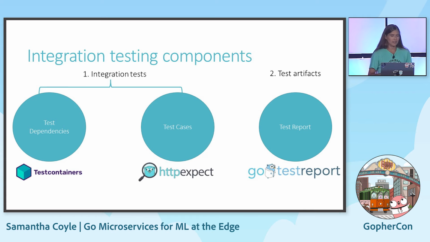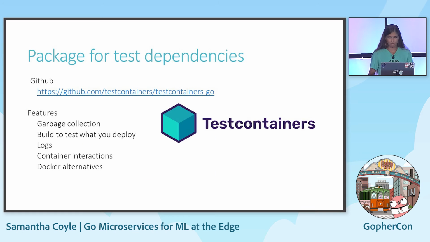The first part was the integration tests, so setting up your test dependencies. And for that we use test containers Go. The second part is actually doing your test cases, the assertions. And for that we used HTTP expect. And lastly, our stakeholders wanted some sort of a test artifact, which we used the Go test report tool for.